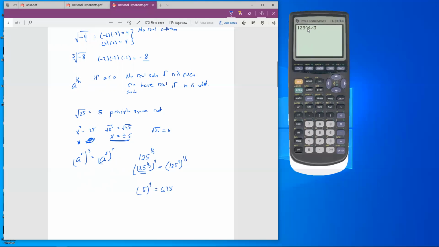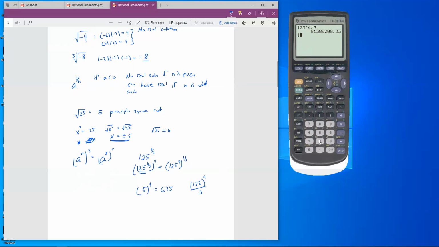So even though you meant raised to the four-thirds power, the calculator thinks you meant 125 raised to the fourth, and then take the whole thing and divide it by 3. So what the calculator thinks you're doing is 125 raised to the fourth divided by 3. You've got to be real careful with that. And I'll hit the enter button. I know you're breathlessly waiting for that answer, but that's not what we want.